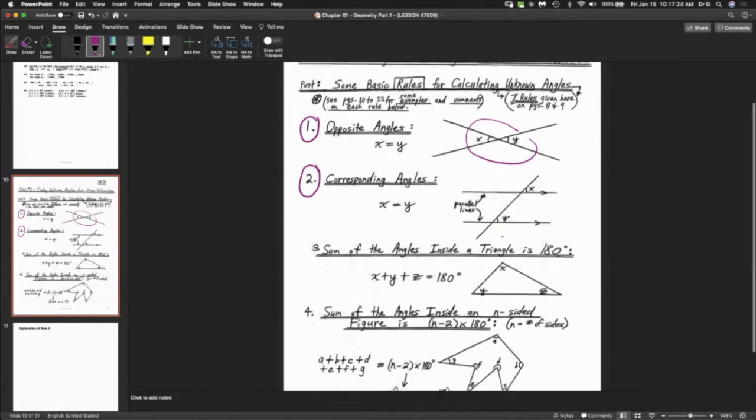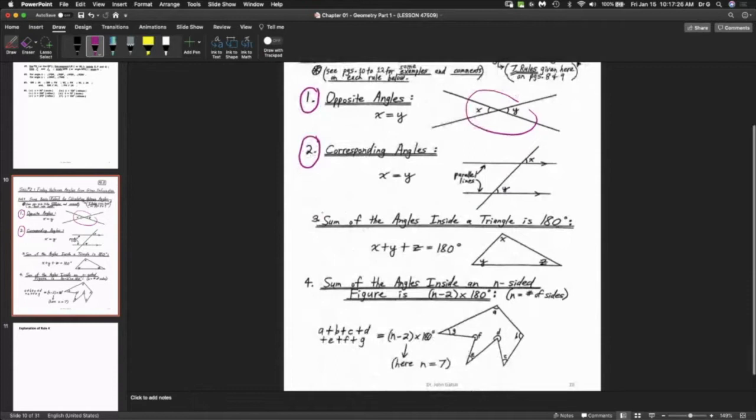Now, let me know in the chat, who remembers this one? All the angles in a triangle add up to 180. Who remembers that? We got one person. Anybody else? Good. Thank you. Wow, I'm getting inundated by yeses.